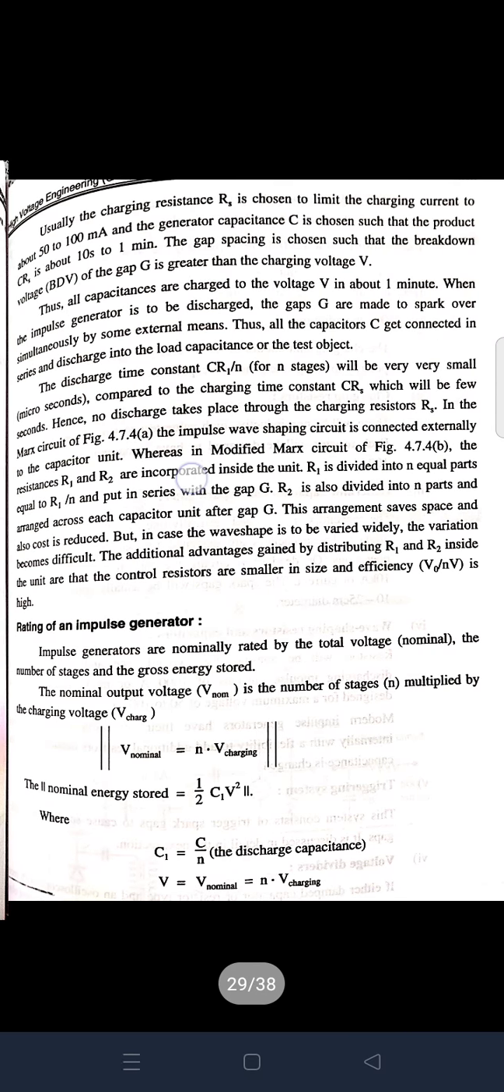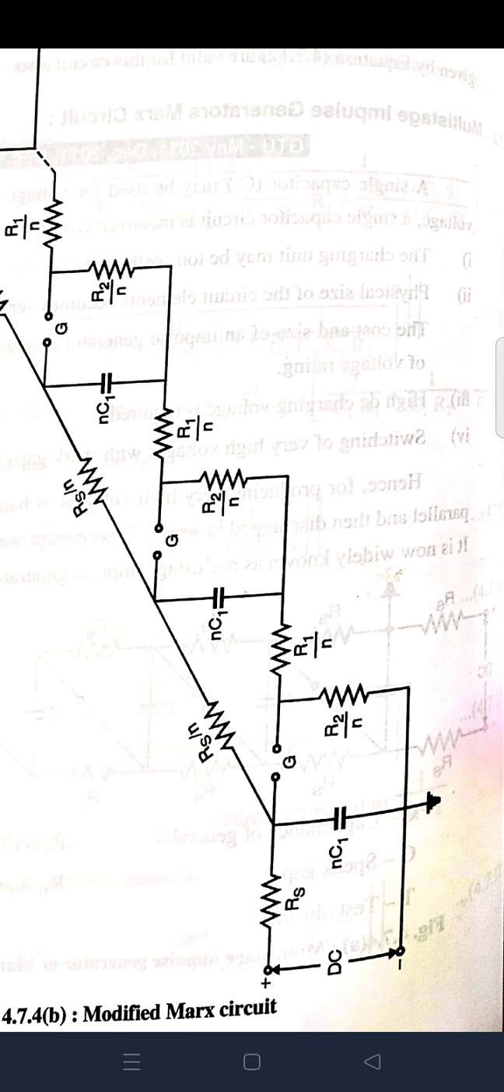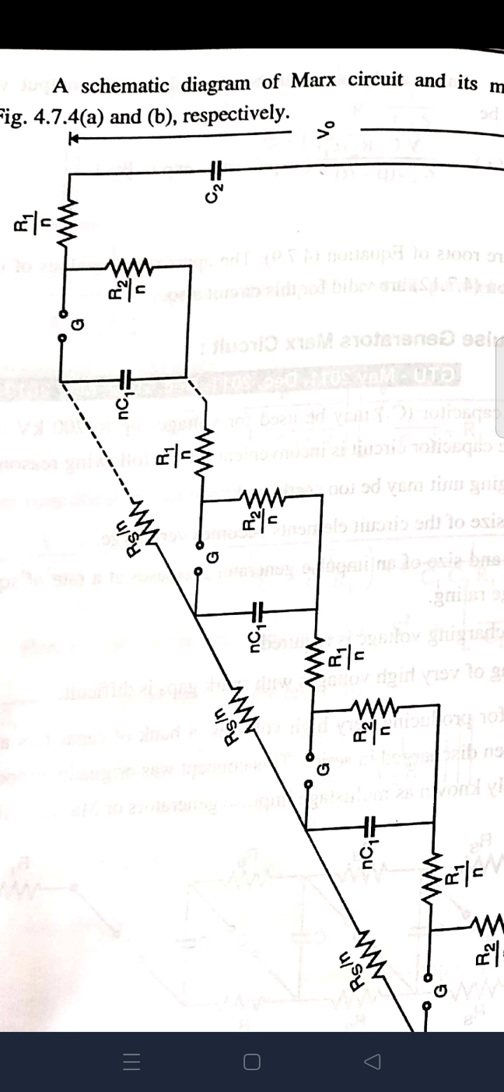The charging resistance Rs is chosen to limit the charging current to about 50 to 100 milliampere, and the generator capacitance C is chosen such that the product C into Rs is about 10 seconds to 1 minute. The gap spacing is chosen such that the breakdown voltage of the gap is greater than the charging voltage. So all capacitances are charged to the voltage V in about 1 minute.